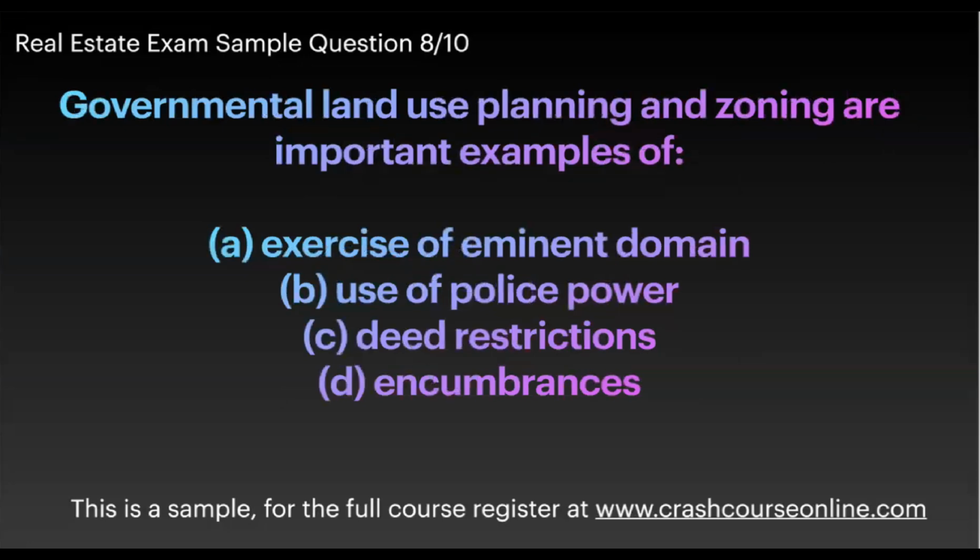Question 8 says, governmental land use and planning, zoning, are important exercises of what? So the government has the power to zone things a certain way. And if you think about why the government zones things a certain way, I'll give you a couple of examples. I don't want a nuclear dump next to a kindergarten. Obviously, I don't want property zoned for nuclear waste to be right next to where kids go to school. That wouldn't benefit public health, safety, and welfare.